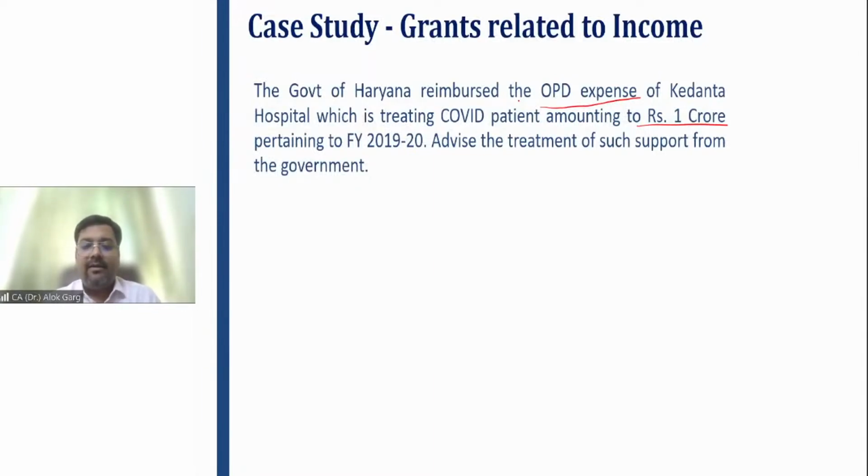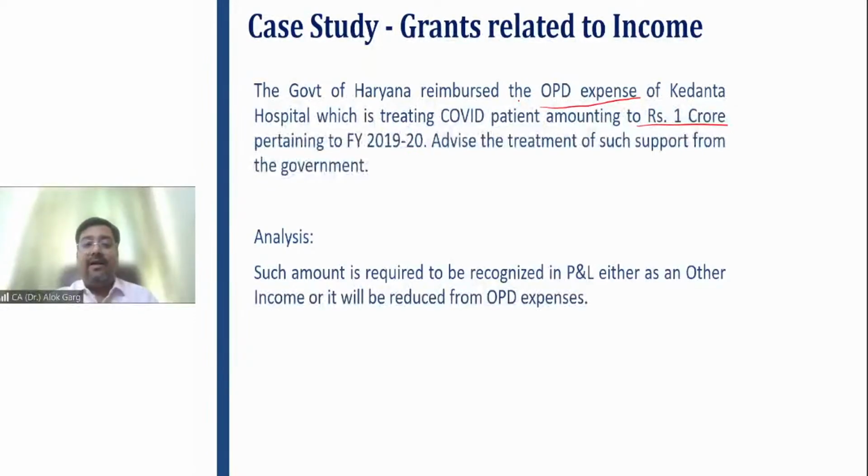There are two approaches. One, the entity can show the reimbursement from government as other income, 1 crore rupees, and OPD expenses as 1 crore rupees, let's say. Or if the OPD expenses are 1.5 crore, the actual expenses and income have to be shown separately. Second, the entity has an option to net off this reimbursement from the expenses. If the expenses are higher, the net expenses will be there. Or if the expense is 1 crore and the income reimbursed from the government is 1 crore, then the expense will be zero. No income, no expenses, right? Such amount will be recognized in P&L either as other income or it will be reduced from the OPD expenses, right?